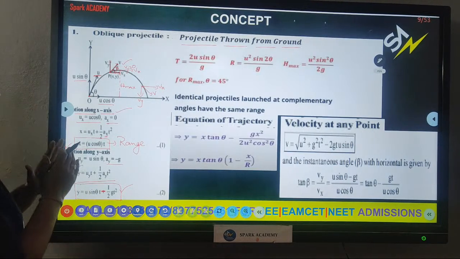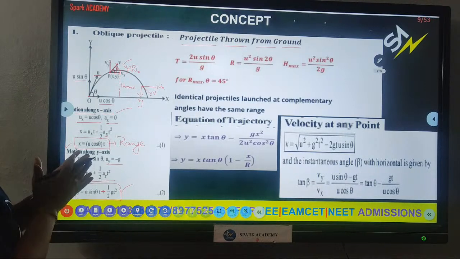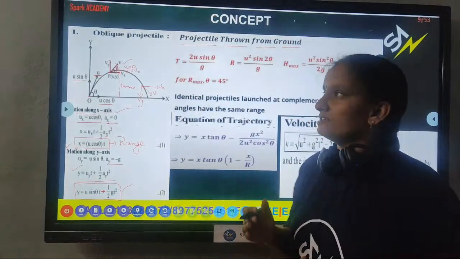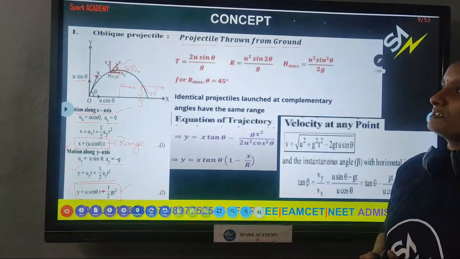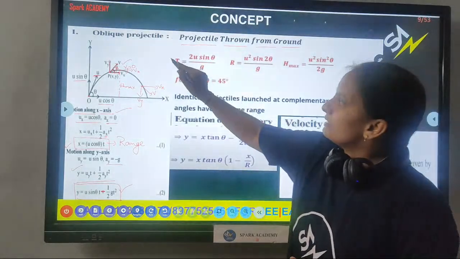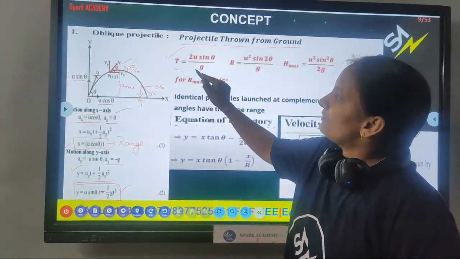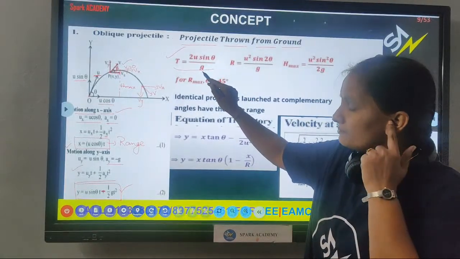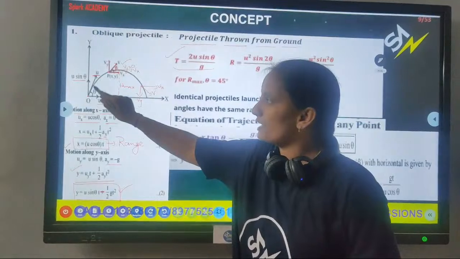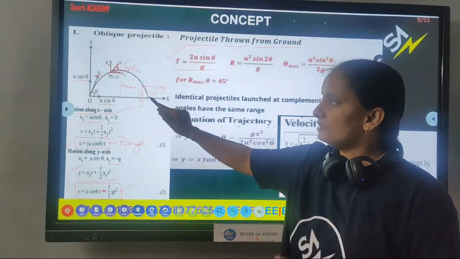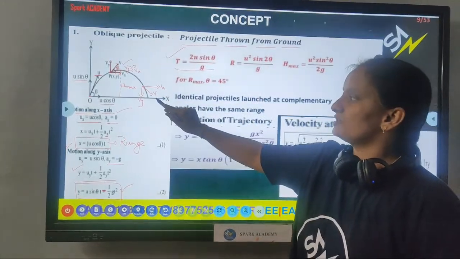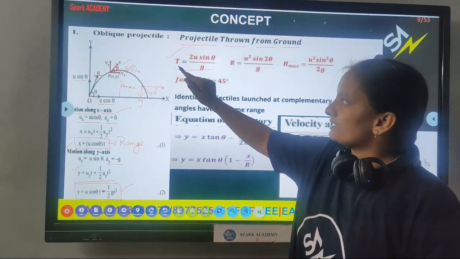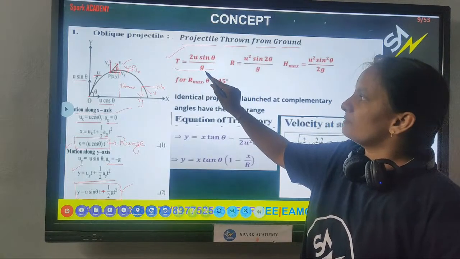Next, let us see the quantities related to oblique projectile, which are quite important results to solve the oblique projectile numericals. Time of flight is given as 2u sin theta by g. Time of flight means the time taken from point of projection till it reaches the ground. That means to complete the projectile motion, what is the time taken? That is called time of flight.